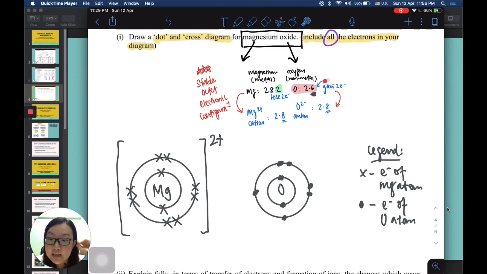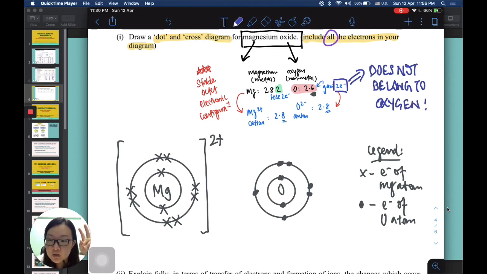What does it do? It gains 2 electrons. For anions you need to be very careful, because you need to understand that these 2 electrons do not belong to oxygen. It gains the 2 electrons from the metal. With that understanding, in your dot and cross diagram, this part is very important because a lot of students get it wrong. These 2 electrons need to reflect that they came from magnesium, so you need to show them using the cross symbol.